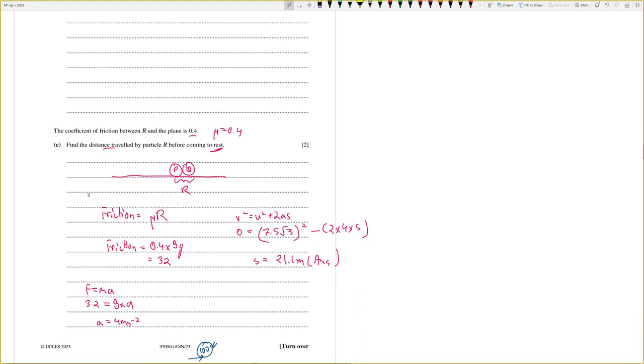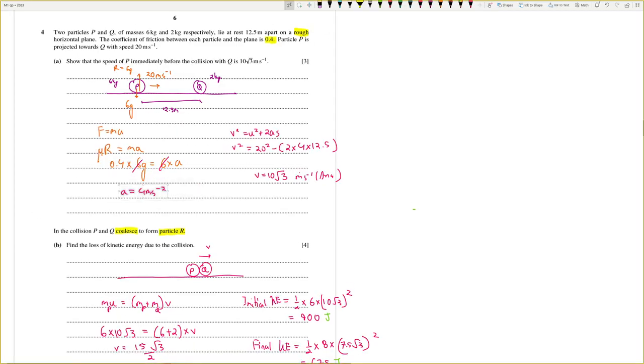Okay, so we need to find out the deceleration again. So the friction will now be mu R, which is 0.4 times 8g, since they have a combined mass of 8. So 0.4 times 8g, which is 32 newtons. That's the combined friction. Now if you find the deceleration, F is equal to ma, so 32 is equal to 8 times a, the deceleration is 4, just like before.